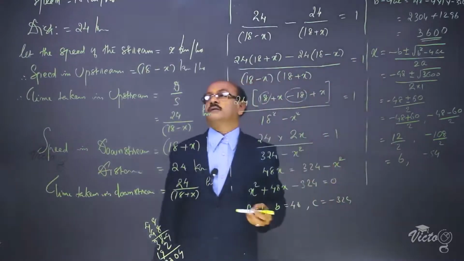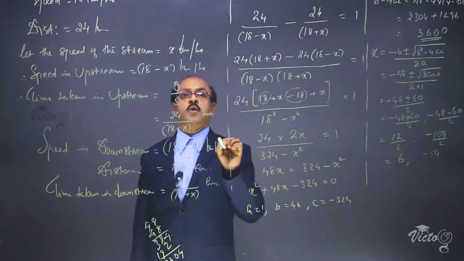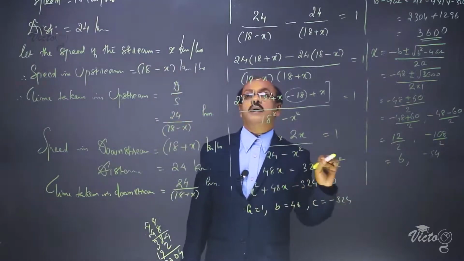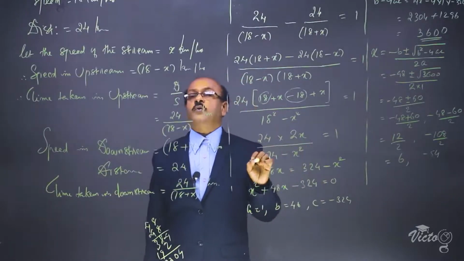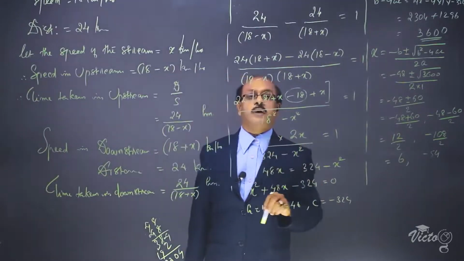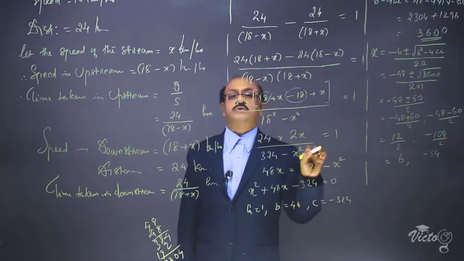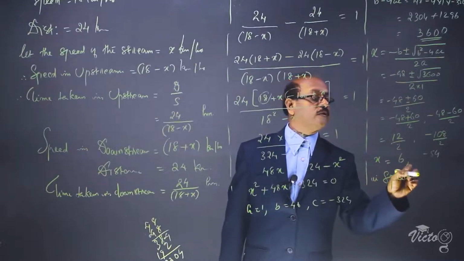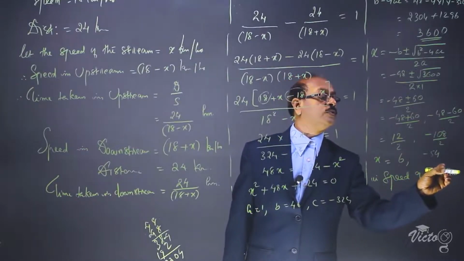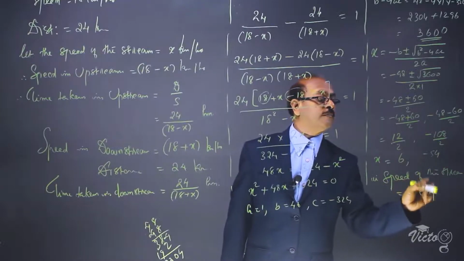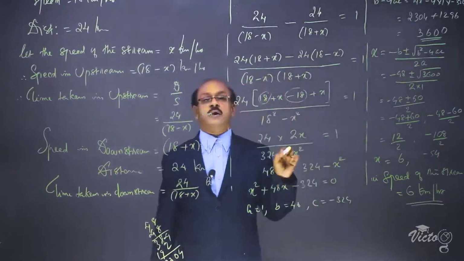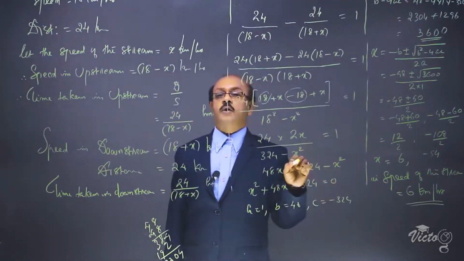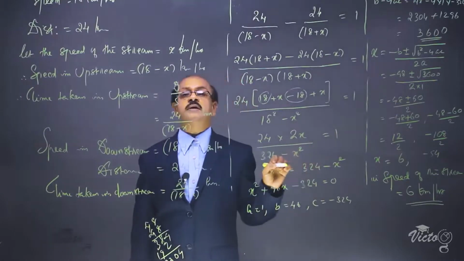Now what was our x? Speed of the stream is equal to x kilometers per hour. That was our assumption. Hence negative 54 cannot be accepted in this case, because speed of the stream will never be equal to a negative number. So we can accept only the positive value of x. That means speed of the stream is equal to 6 kilometers per hour. The value of x is equal to 6. We are accepting the positive value, x is equal to 6, which means speed of the stream is equal to 6 kilometers per hour.